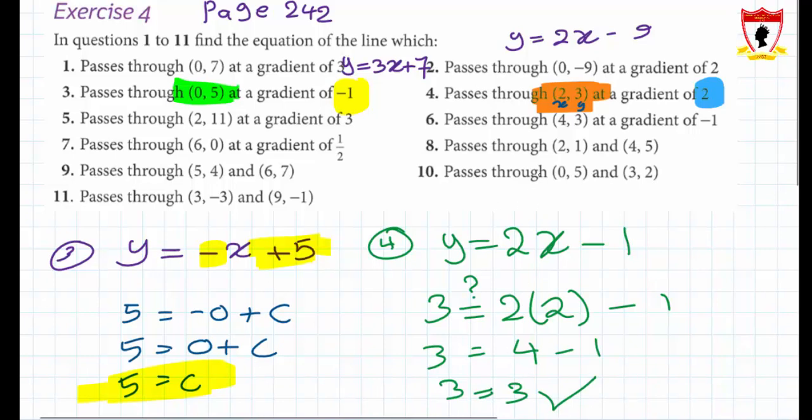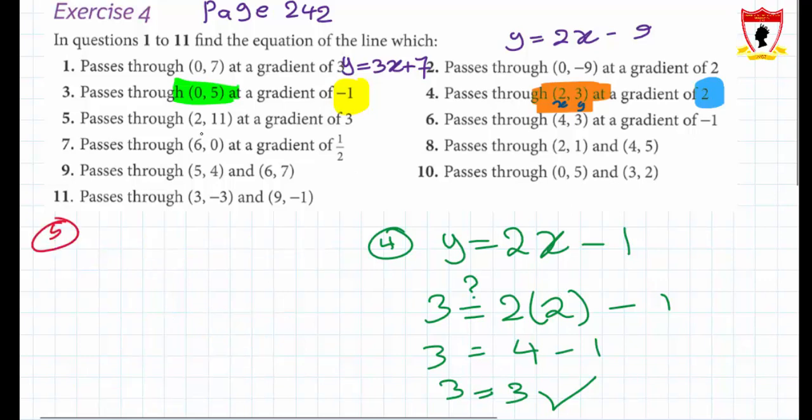When you substitute the point in the equation that you got for the line that passes through this point with a given gradient, if you didn't get both sides equal, it means something went wrong with the y-intercept or with the gradient.